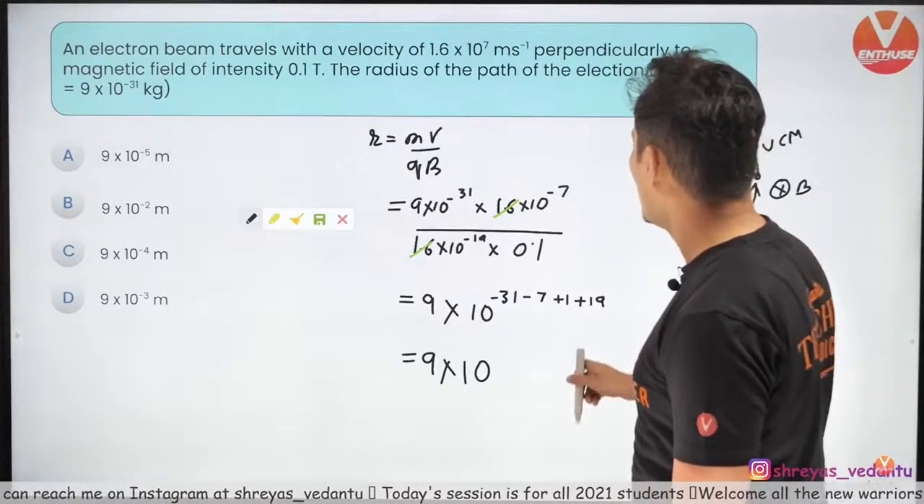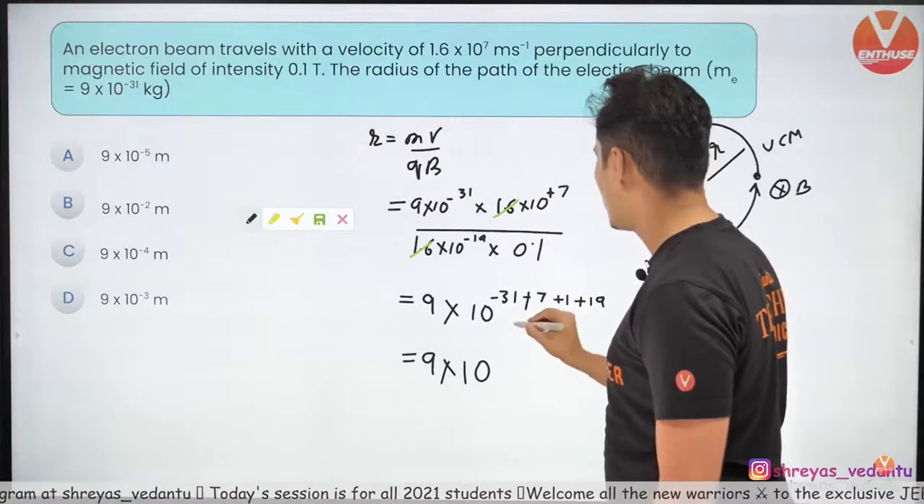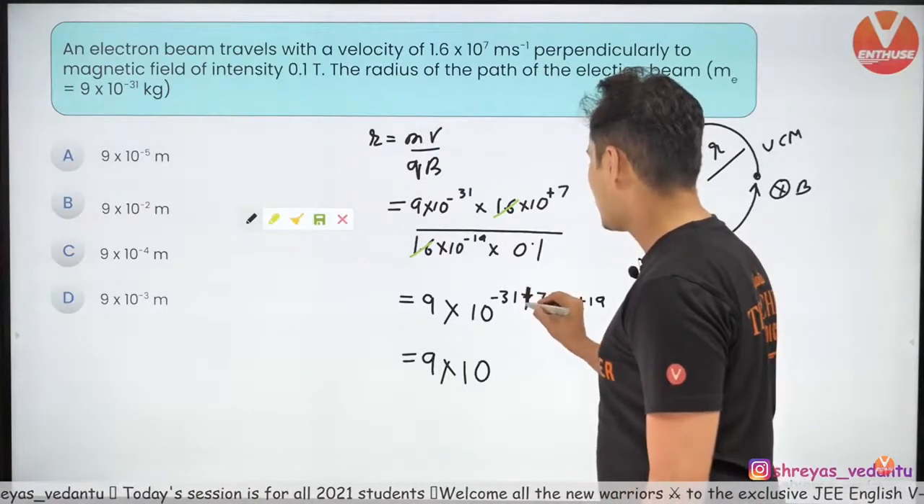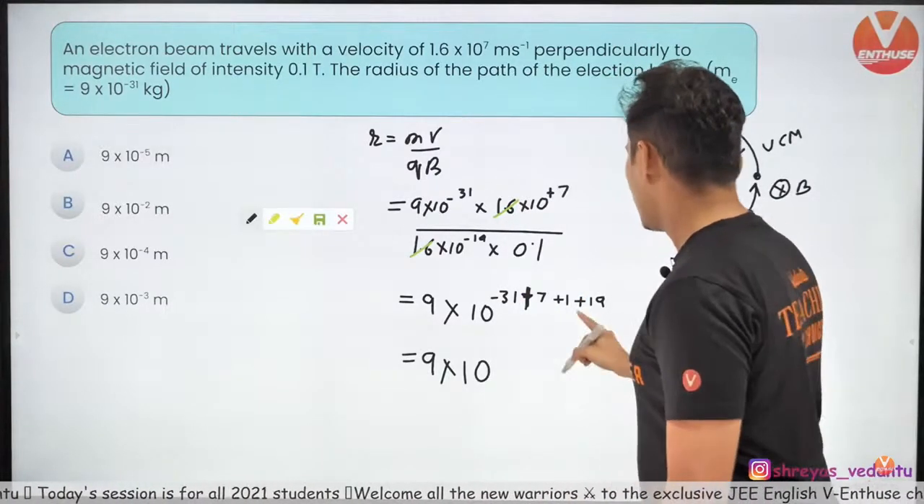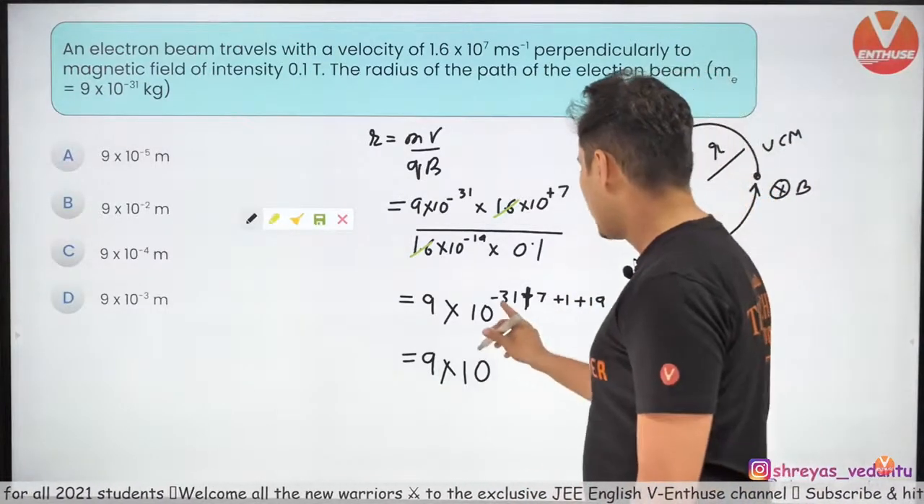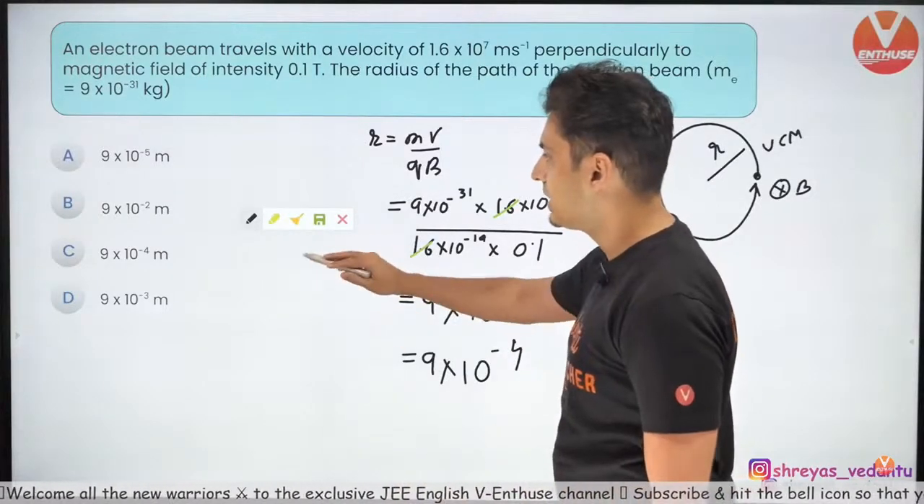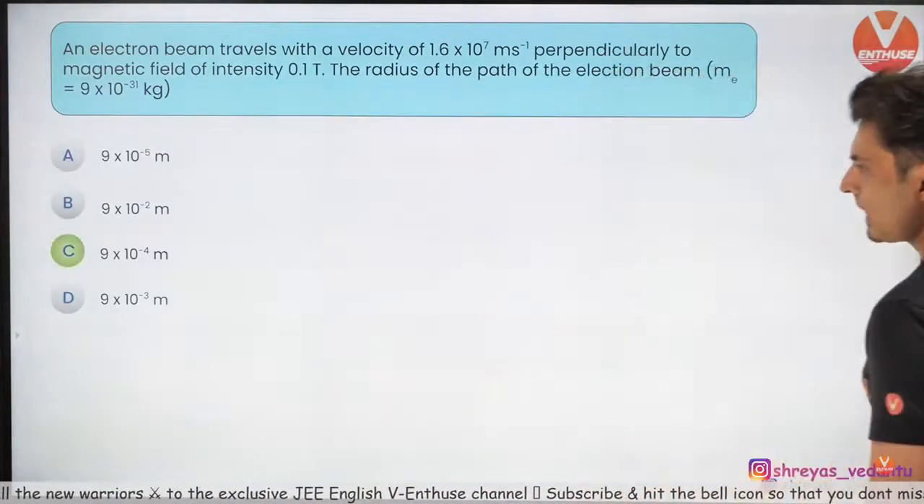Yeah, the velocity, I made a mistake. My bad, thank you for pointing this out. This was plus, yes, this was plus. So sorry. So 19 plus 1, 20. 20 plus 7, 27, and this is minus 31. So this should be minus 4. Check this out. Yep, option C should be correct.